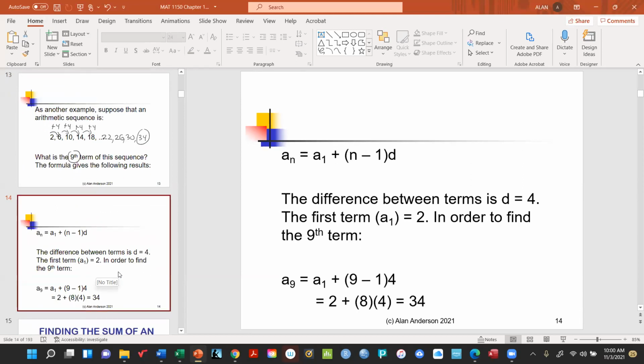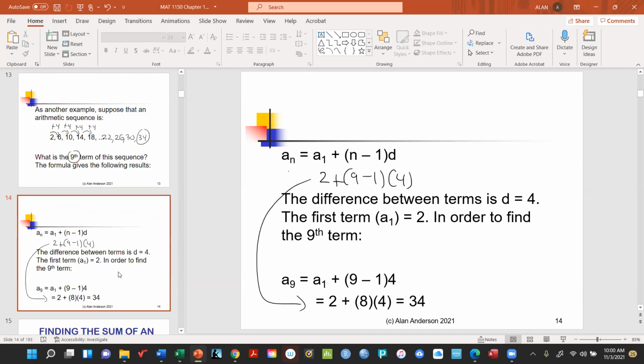So the first term was 2. N is 9 this time. The common difference is 4. So you can see down here that translates into 2 plus 32, which is 34. Beautiful. So they're all exactly the same. Sometimes they're a little trickier because you may have a negative difference, for example. But basically, this is how arithmetic sequences work.